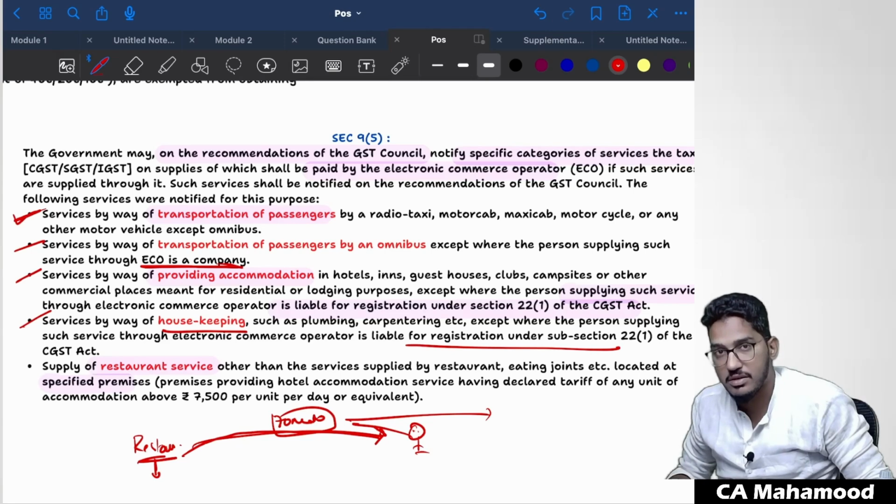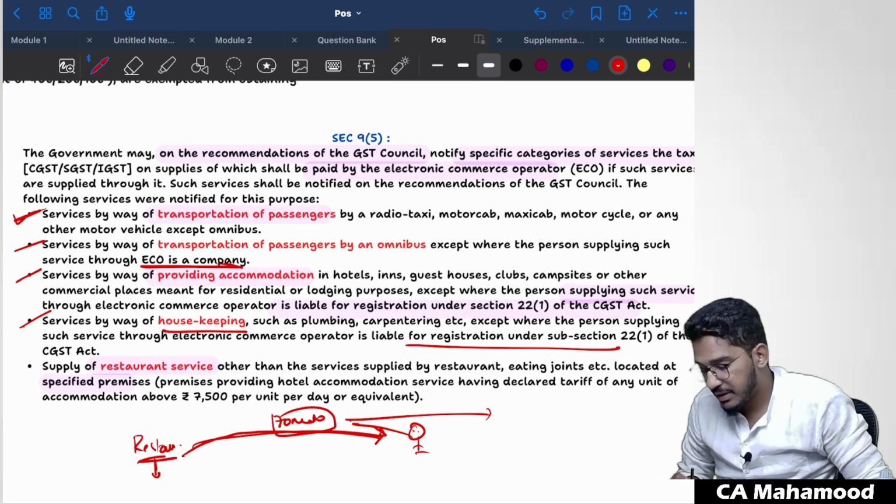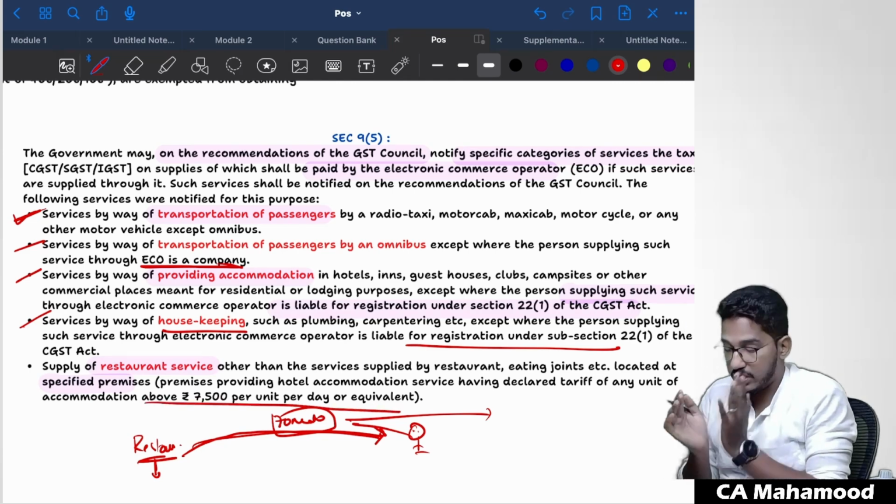at a specified premise. Sir, what is a specified premise? Premises providing hotel accommodation services having a declared tariff of accommodation above 7,500 per unit per day or equivalent.